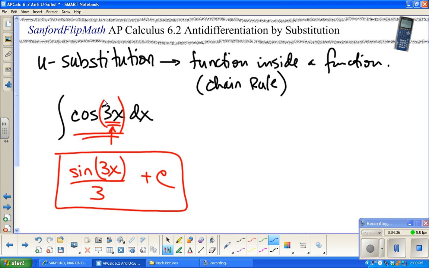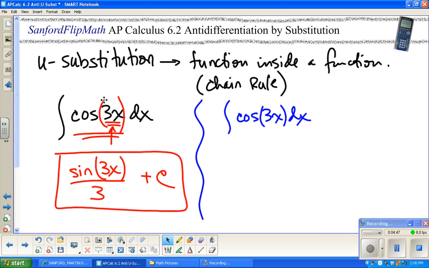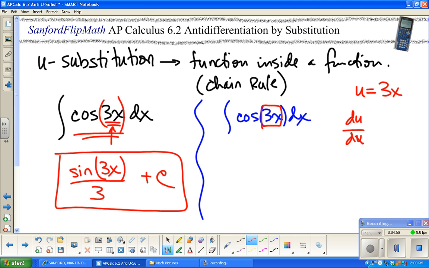Okay. Well, I want to take the same problem, and we're going to change it up a little bit. So cosine of 3x again, dx, and I know that this inside part is like a function inside a function. So off to the side here, I'm going to say u equals 3x. I'm also going to say the derivative of u with respect to x is 3.